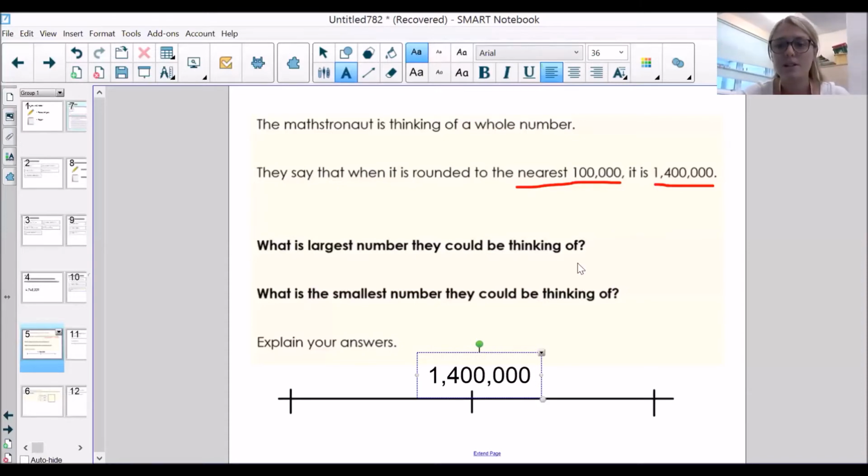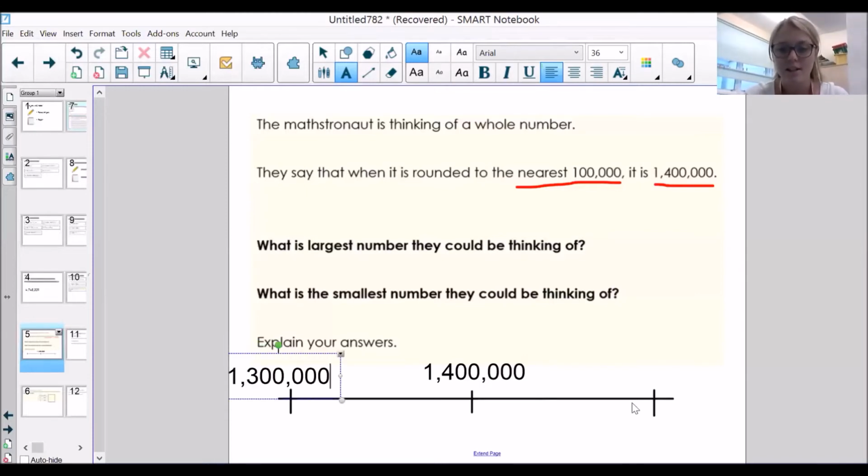Because we're rounding to the nearest 100,000, what I want here is 100,000 less than the answer that I would aim to get. So 100,000 less than 1,400,000 would be 1,300,000. And as you probably guessed, this line here wants to be 100,000 more than 1,400,000, so 1,500,000. As you probably noticed, we're jumping up in 100,000s because that is what we're rounding to. So if you had a question where you needed to round to the nearest 10,000, you would jump up in 10,000s.